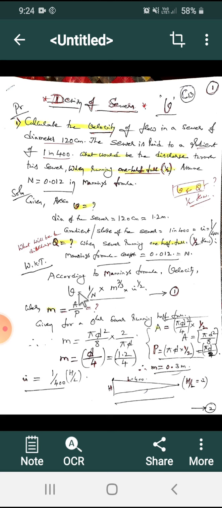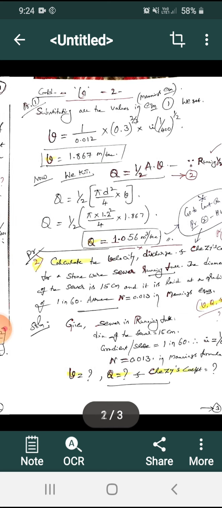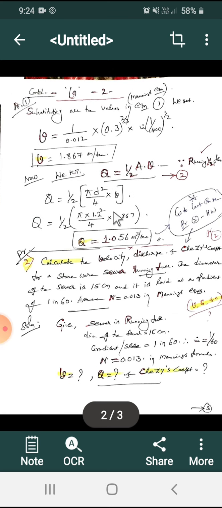Now here, we know the N value, we know the M value, we know the I value. I is here, M is here, and N they have given as 0.012. Substitute all these values in the above equation and we will get the value of V. Remember, substituting all the values in equation number 1, we get V is equal to 1 by N into 0.3 to the power of 2 by 3 and I to the power of.